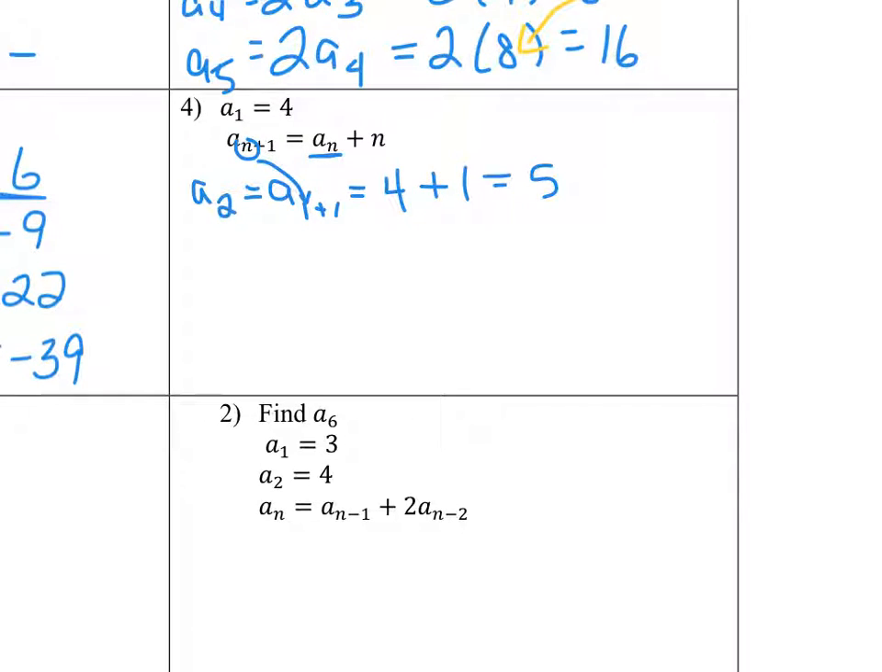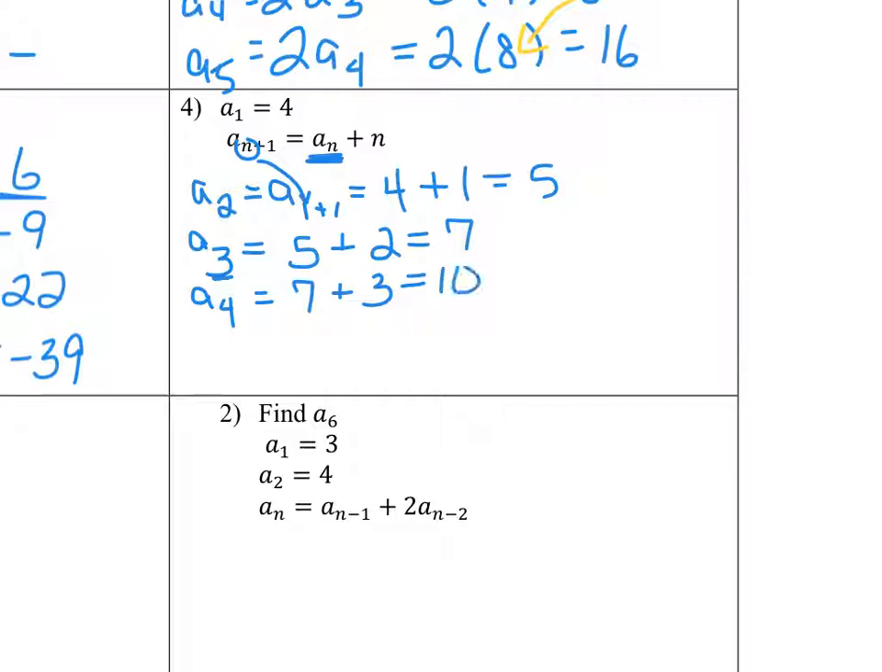So I don't want to confuse you too much by this, but this is still 1 less than this one. So I'm still going to go, this is 5 plus, but instead of 3, I'm just going to do 2. And this is a sub 4, so it's 7 plus 3. And this is a sub 5, and this is 10 plus 4. So those are the first 5 terms there.